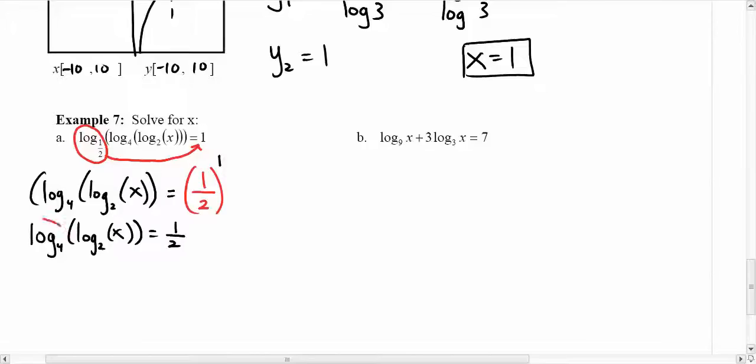Okay, now we'll do the same thing again. To move the log base 4 to the other side of the equation, it becomes a base which pushes the 1/2 up into the exponent. And on the left side, we're just left with log base 2 of x. Do you know what 4 to the power of a half is? 2.